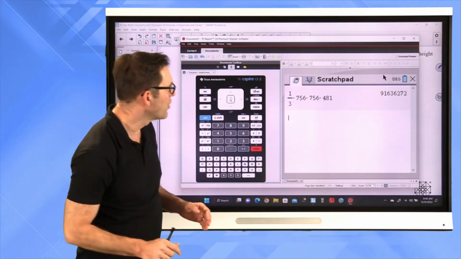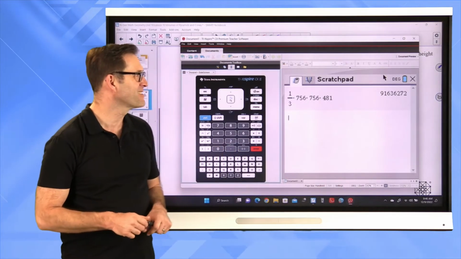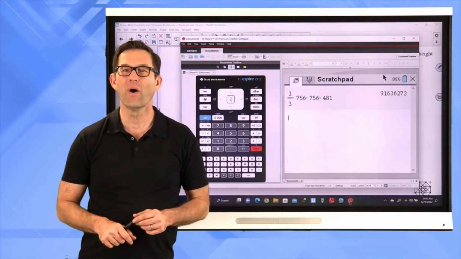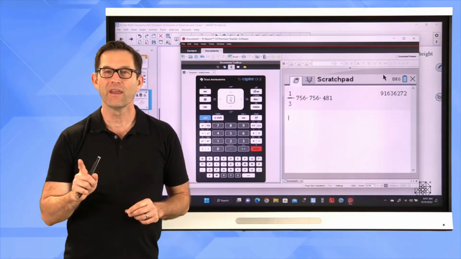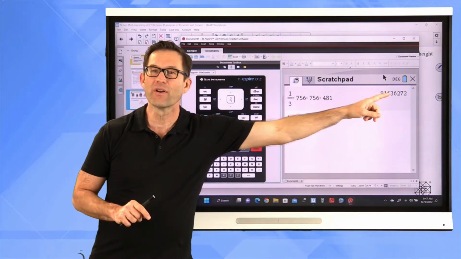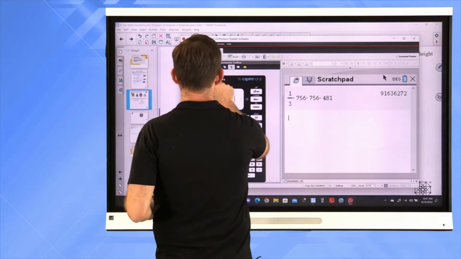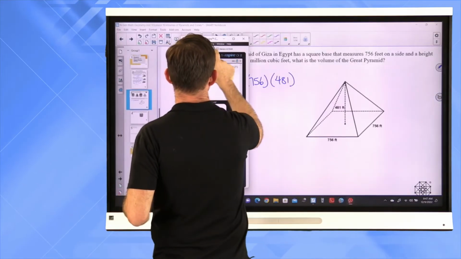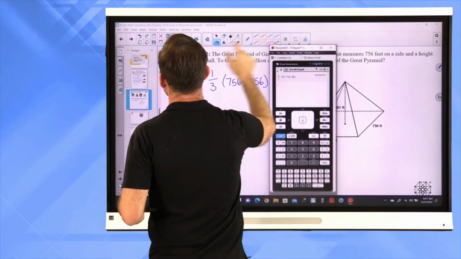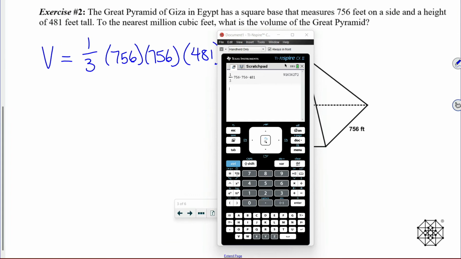9,163,000, right? Oh, sorry. 91,636,272. Let me write all of that down. Actually, let me go back to my handheld only, now that we've gotten a good look at it, and then we'll do the rounding.